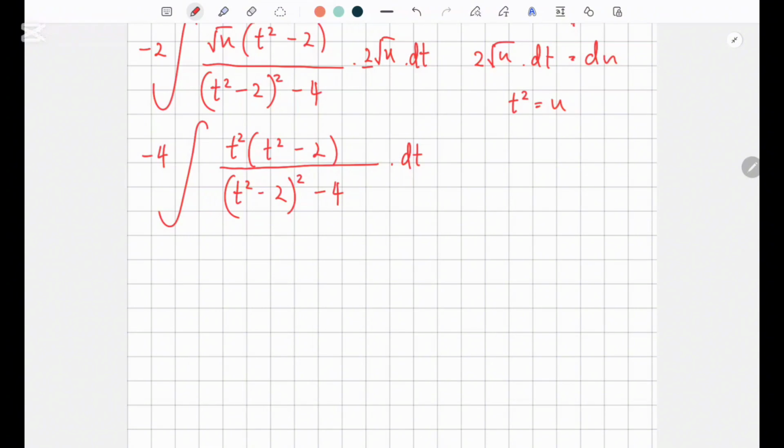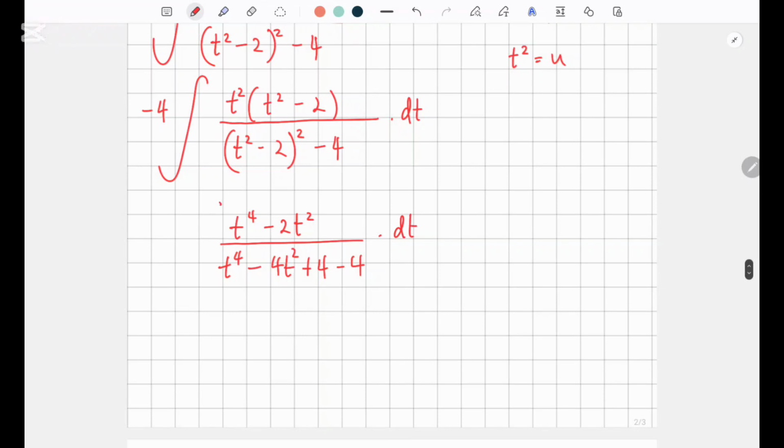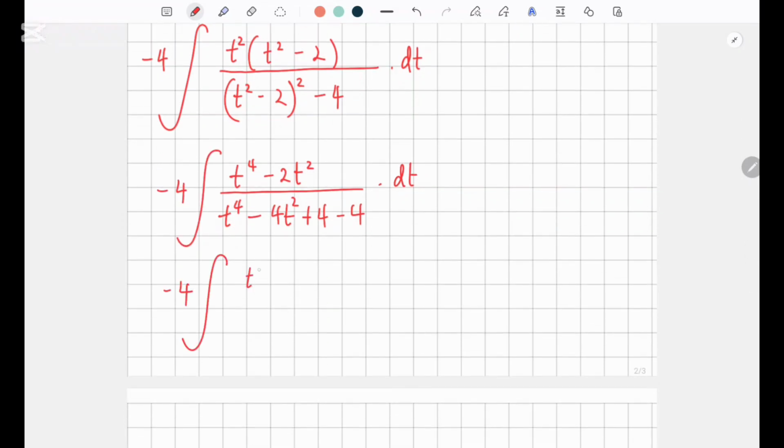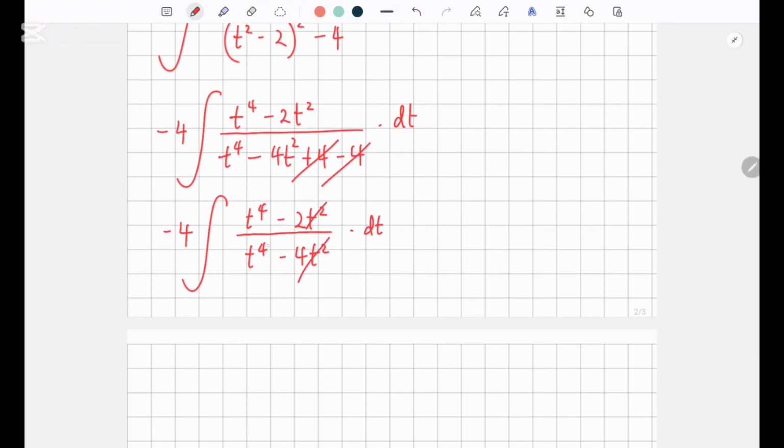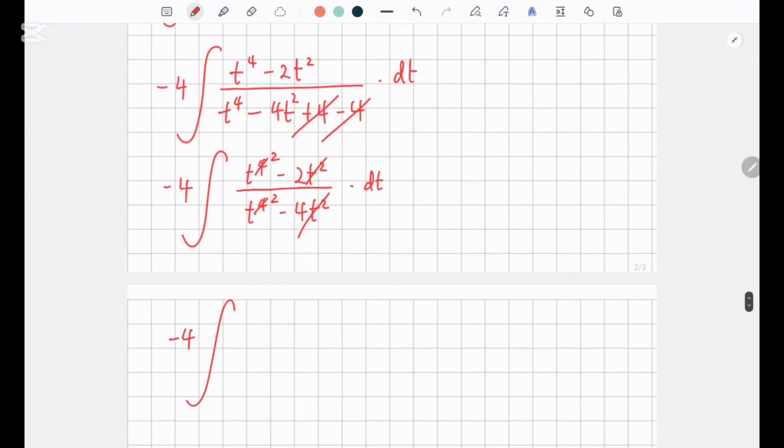Now let's simplify our denominator and numerator. So we have t to the power 4 minus 2t squared over t to the power 4 minus 4t squared plus 4 minus 4, right? It's minus 4t squared dot dt. So now it's minus 4 into t to the power 4 minus 2t squared over t to the power 4 minus 4t squared, right? Because these two will cancel off. Now this is what you end up with, right? So can you see t squared is common, right? So we can cancel off t squared. So now we have the integration of t squared minus 2 over t squared minus 4.